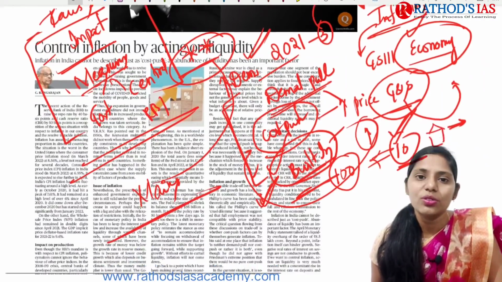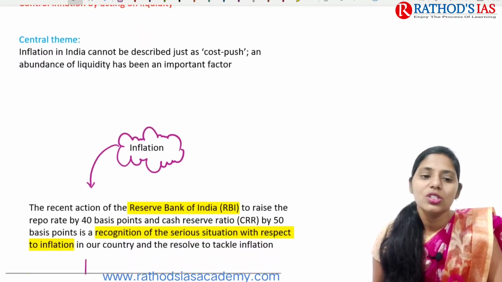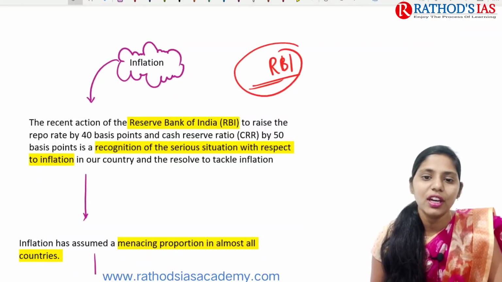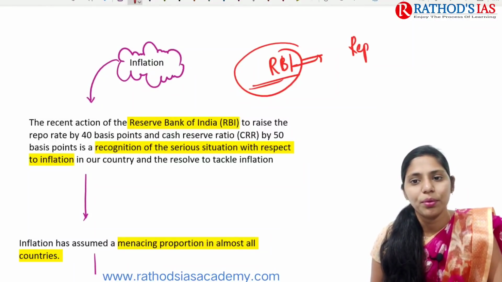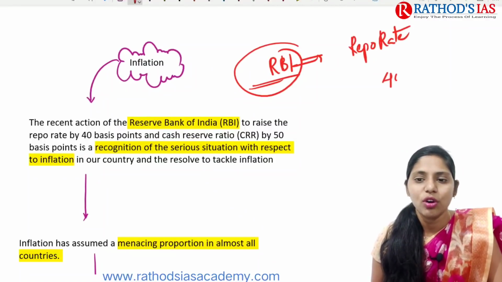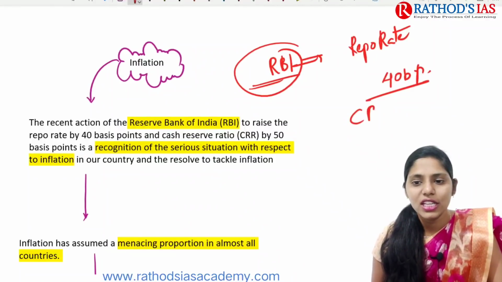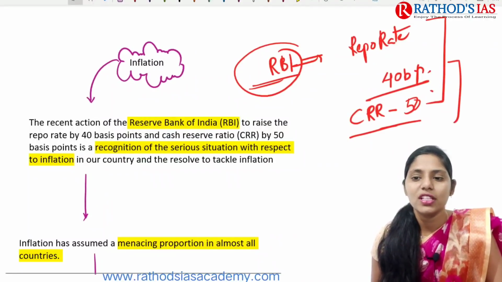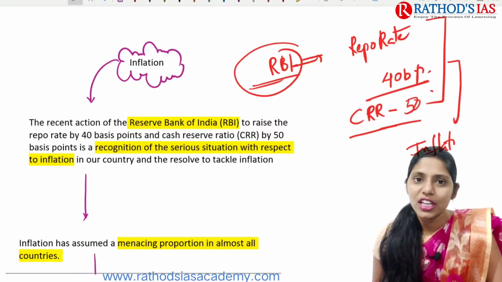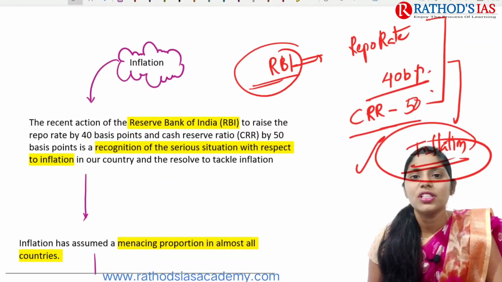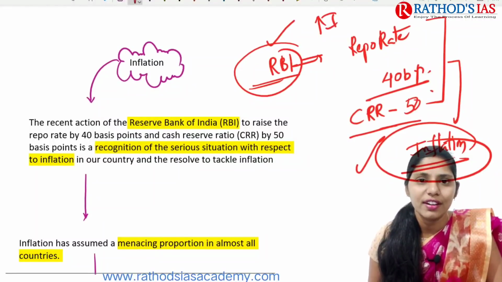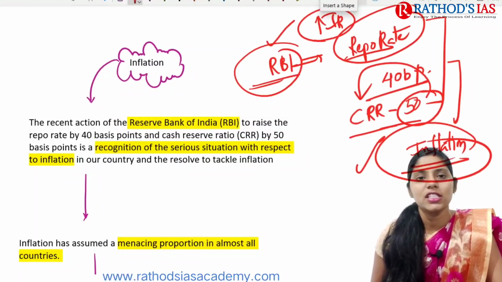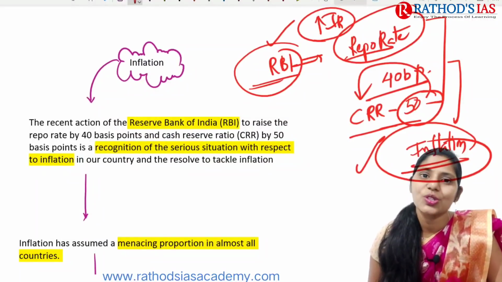Now let us see what this article is talking about. This article says that recently our RBI, that is the Central Bank of India, came up with raising the repo rate by 40 basis points and the CRR, cash reserve ratio, by 50 basis points. Because we are facing inflation in our economy, mainly to control it, RBI came up with increasing interest rates, that is 40 basis points of repo rate and 50 basis points of the CRR. Because of this, it is in news.